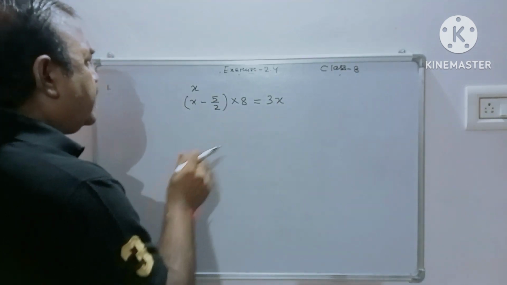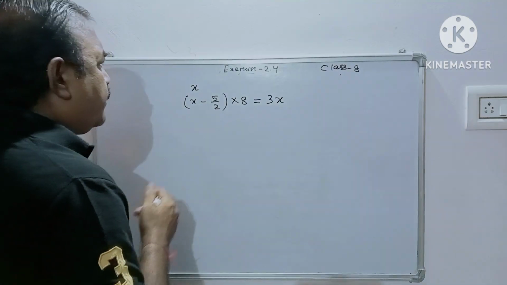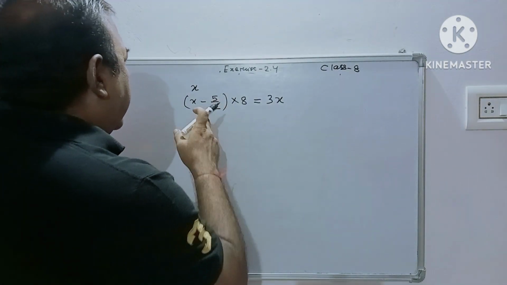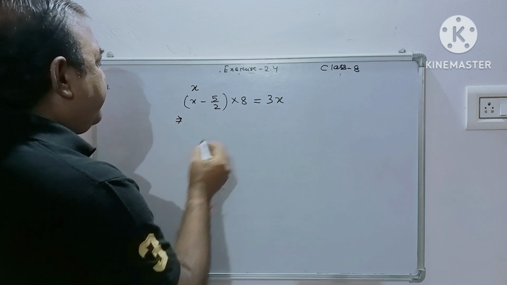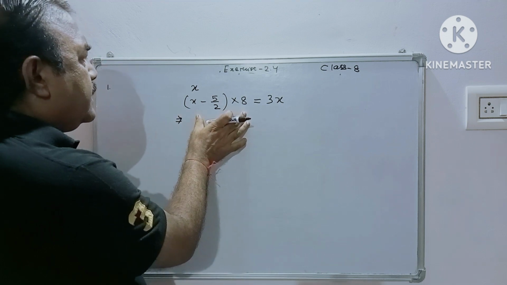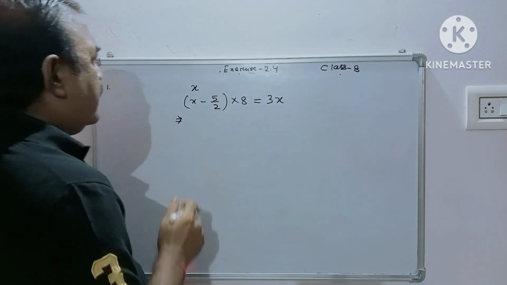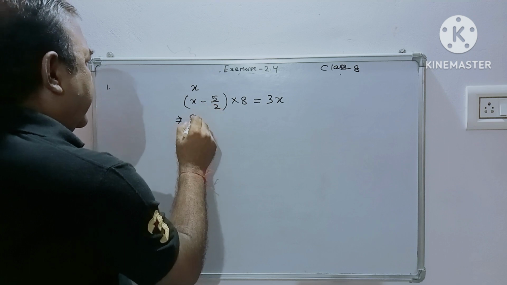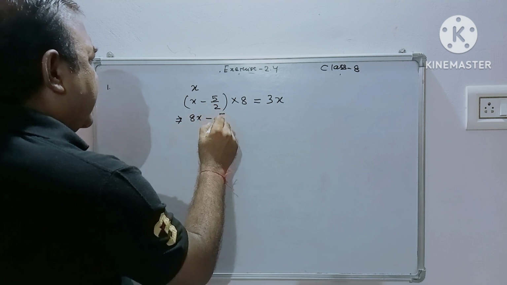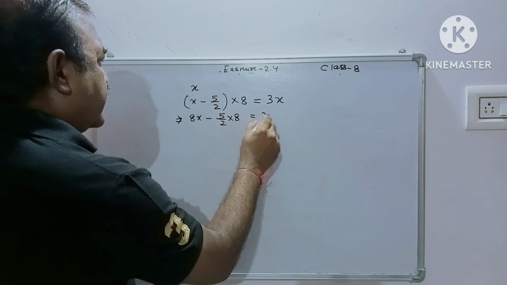So let us solve it. This is the equation we have to solve to find the definite value of x. So that implies, you see, you multiply, this is the distributive property, which you already know. So you multiply 8x minus 5 upon 2 into 8, that is equal to 3x.